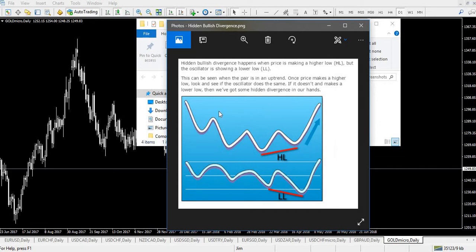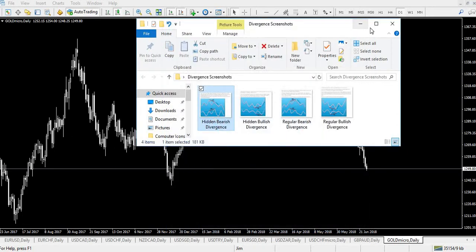Hidden bullish divergence: price is heading up, the MACD or the oscillator is heading down, you expect price to continue up. So it's just a continuation of the trend. That's the plan anyway. So it's hidden bullish divergence and hidden bearish divergence.